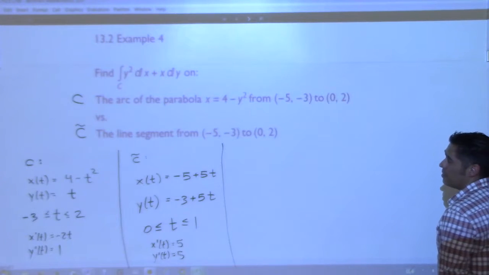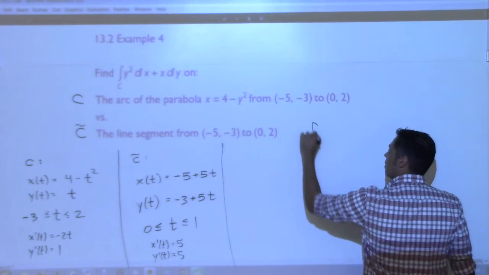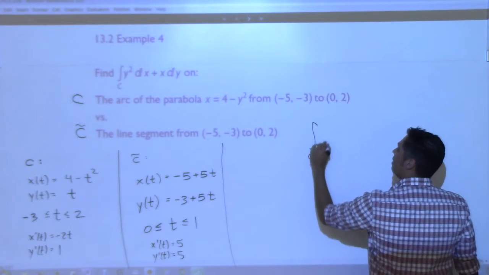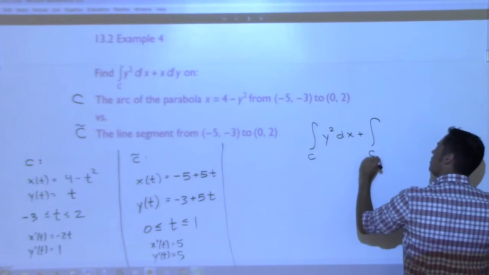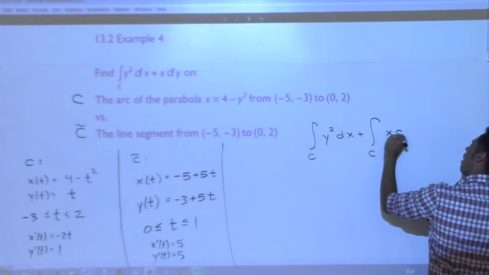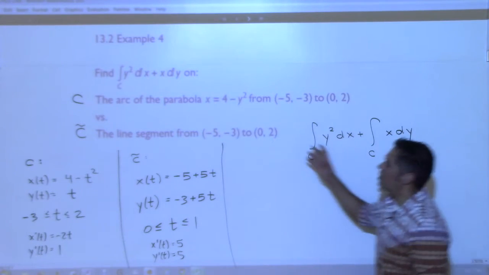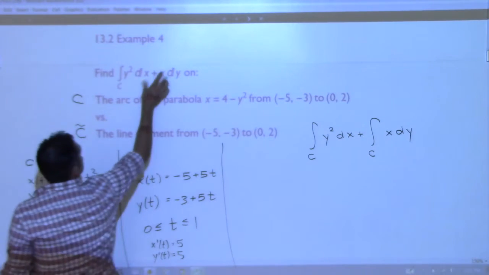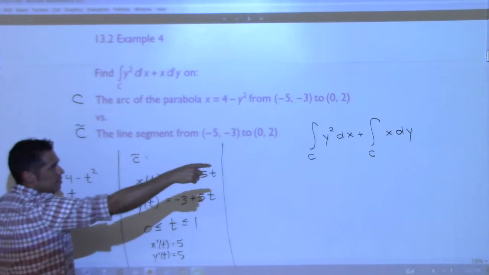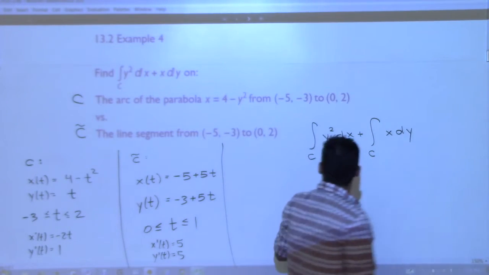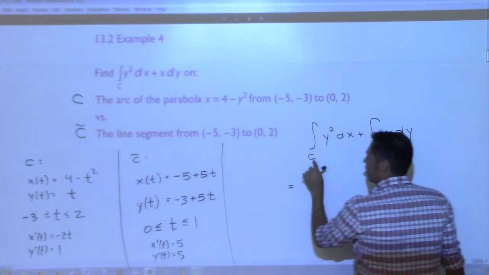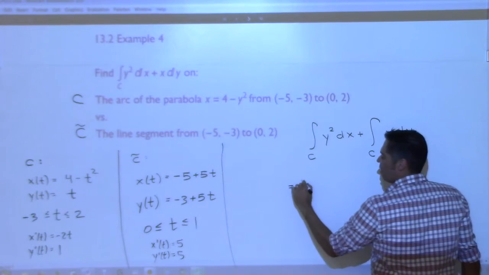So let's do it over C first. Line integral over C of y squared dx plus line integral over C of x dy. So first thing I did was I split this up into two line integrals. The first one is with respect to x, the second one is with respect to y. And then now, since I'm over C, I'm going to go from where to where?